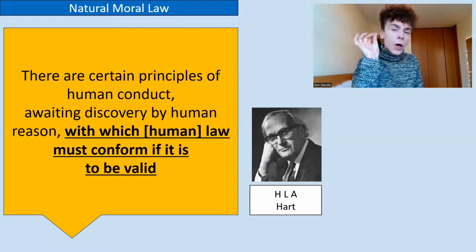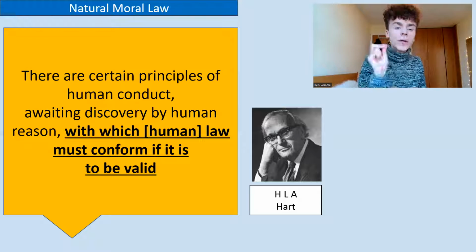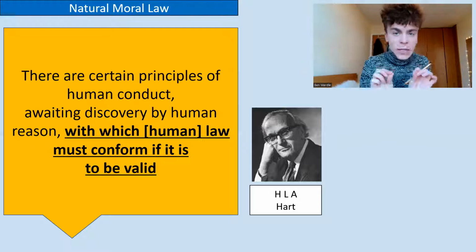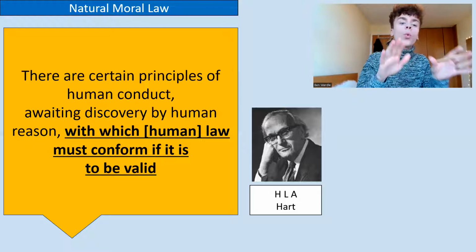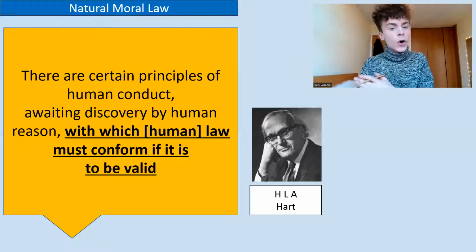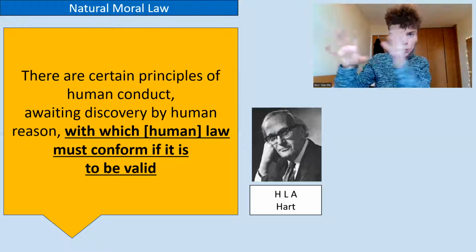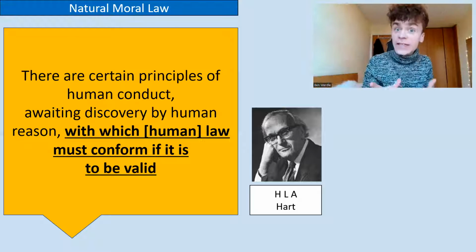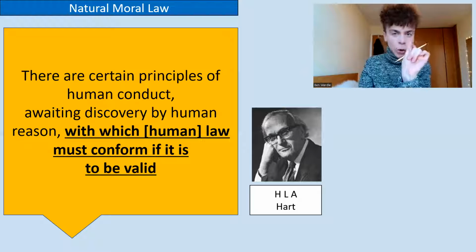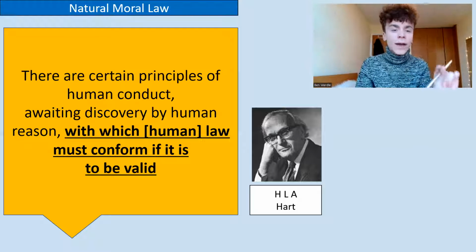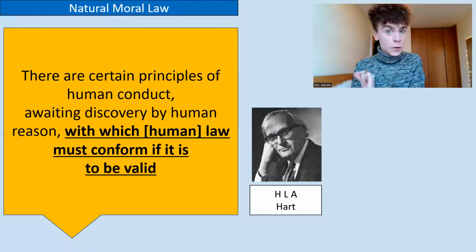And he said this: there are certain principles of human conduct awaiting discovery by human reason, with which human law must conform if it is to be valid. Now, this will make sense later on when I talk about the tiers of law. But for now, I want you to focus on that line, awaiting discovery by human reason.